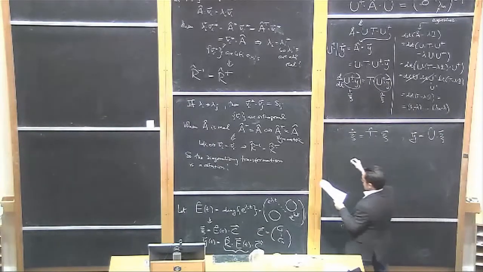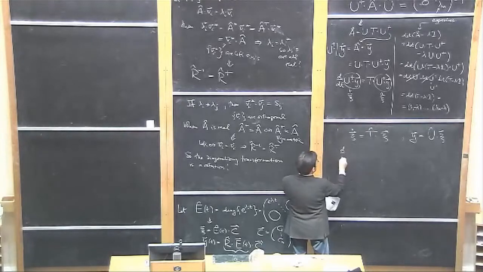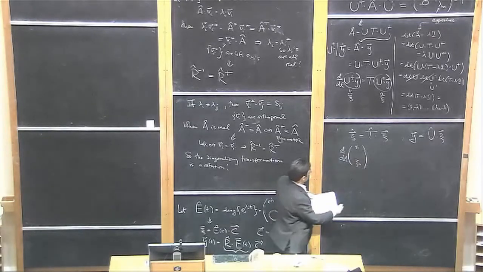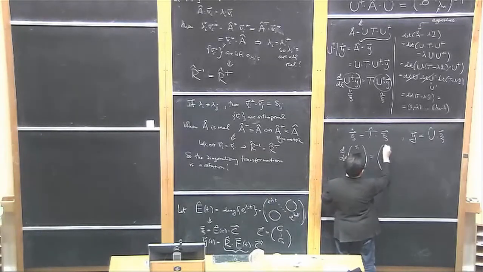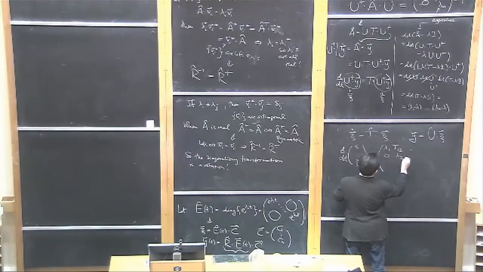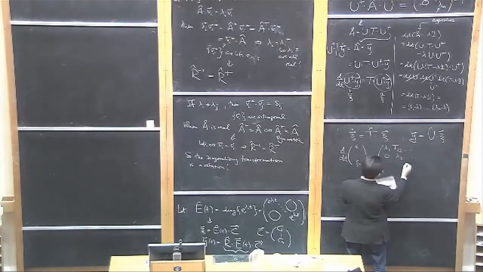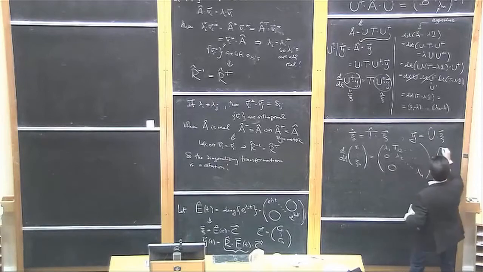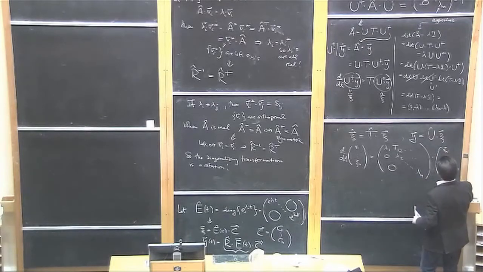Now, what does this look like? Let me actually write this down explicitly. d by dt of Xi1, etc., Xn, equals the matrix with lambda 1, T1,2, etc., then 0, lambda 2, etc., and so on, all the way down to lambda n. These are all zeros, dot Xi1 through Xn.